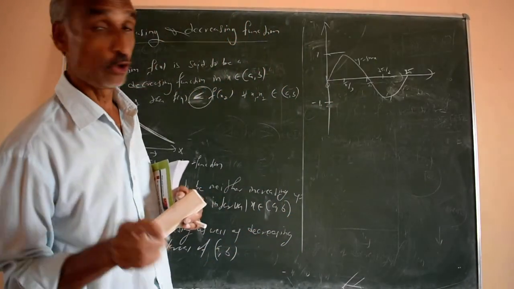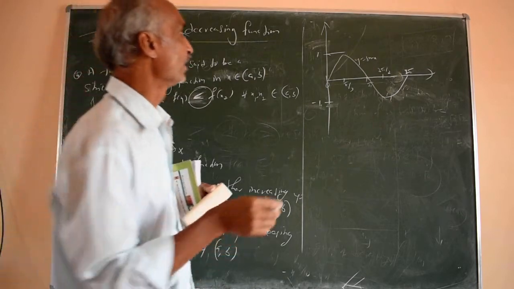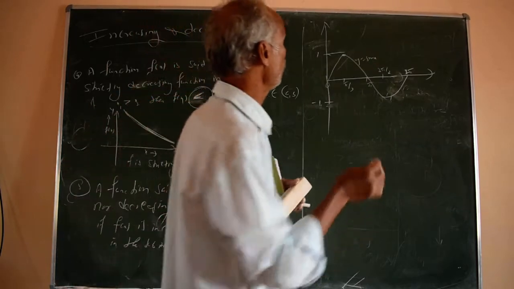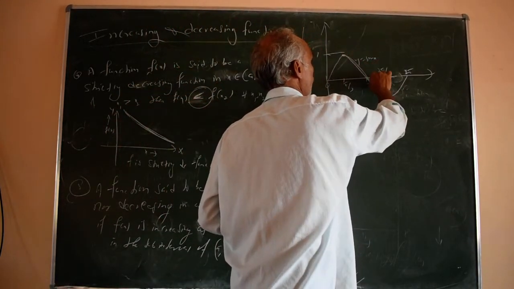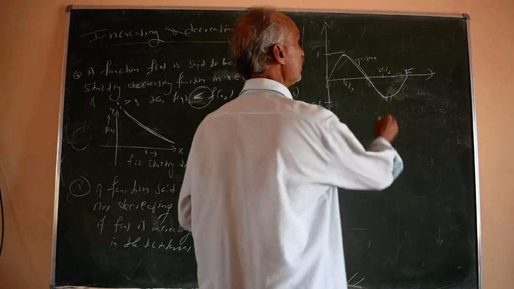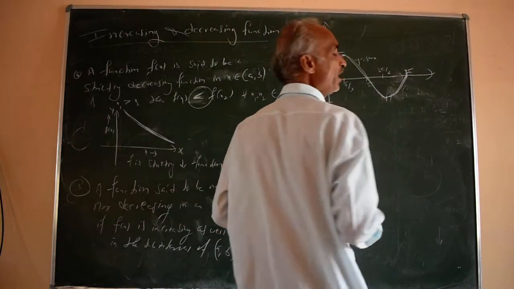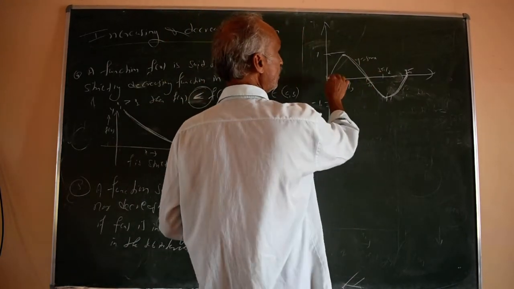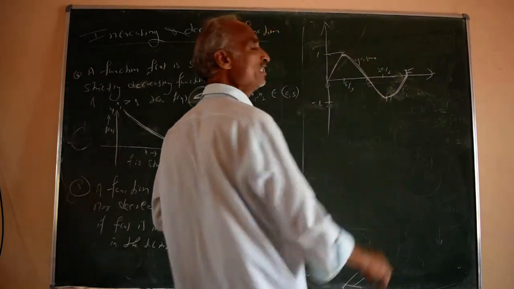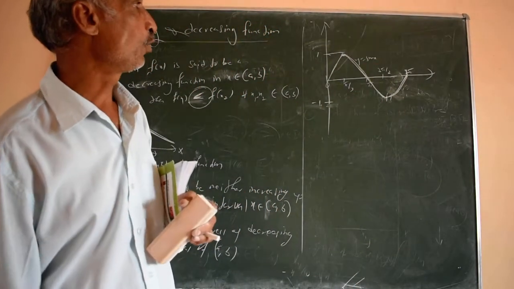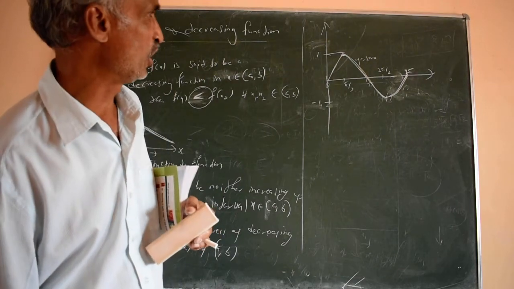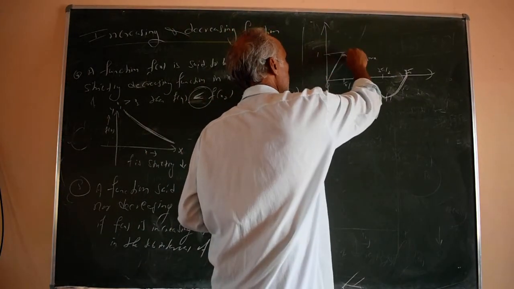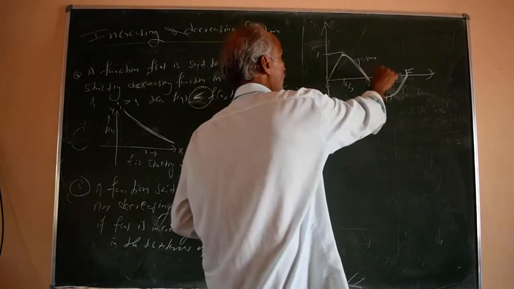So, in the interval 0 to pi by 2, sin x is strictly increasing. In the interval pi by 2 up to 3 pi by 2, by the nature of the curve, it is strictly decreasing. And in the interval 3 pi by 2 to 2 pi, it is strictly increasing. But as far as the interval 0 to pi is concerned, somewhere it is increasing, somewhere it is decreasing. So, if 0 to pi by 2 is taken, sin x is strictly increasing. And if pi by 2 to pi is taken, the function is strictly decreasing. Even pi by 2 to 3 pi by 2.